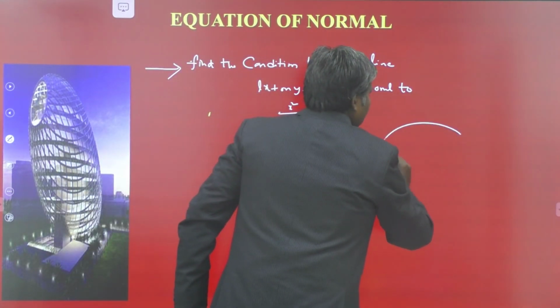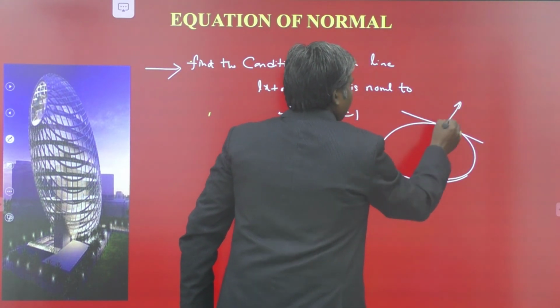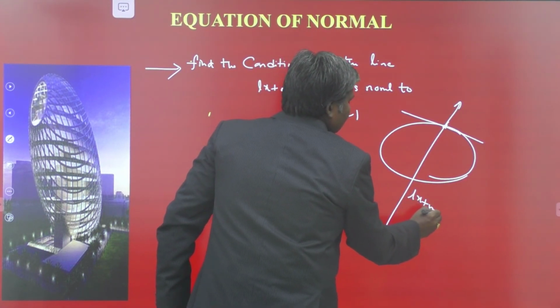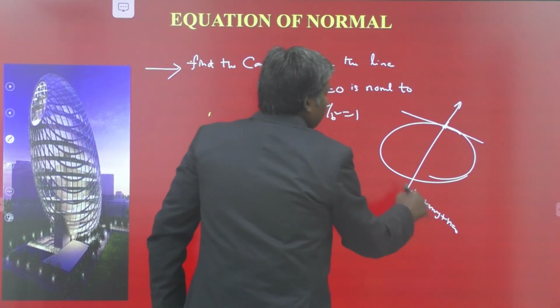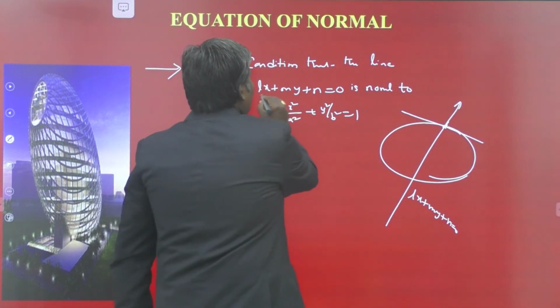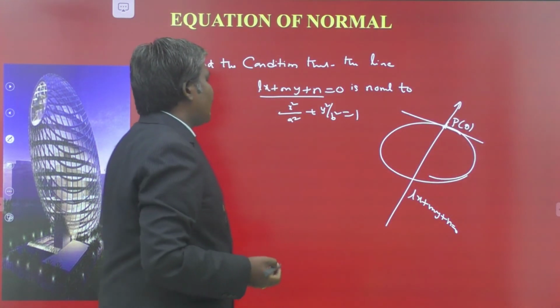So, this is my ellipse, and this is the foot of the normal at any point. This is your line, Lx + My + N = 0. When it becomes normal to our ellipse, that is the problem. Yes, this is the normal at P(theta) to our ellipse. What is the equation of the normal at theta?